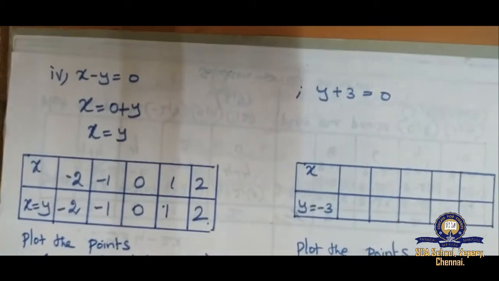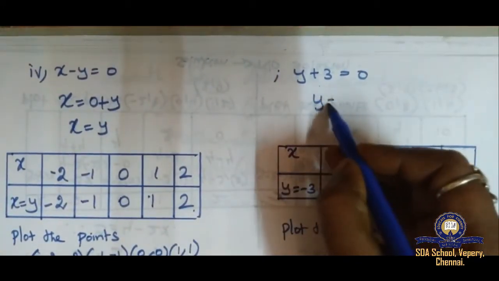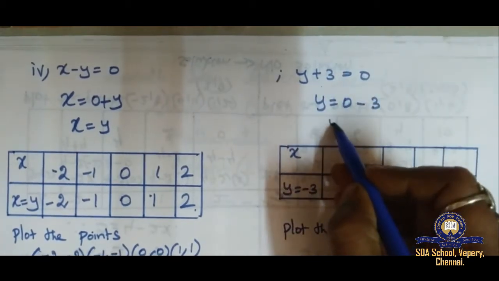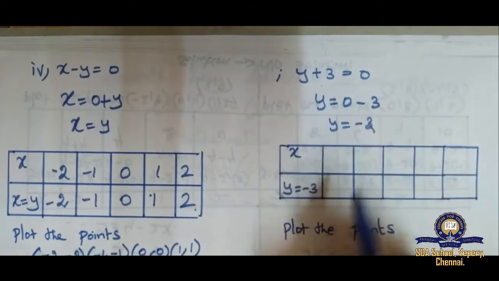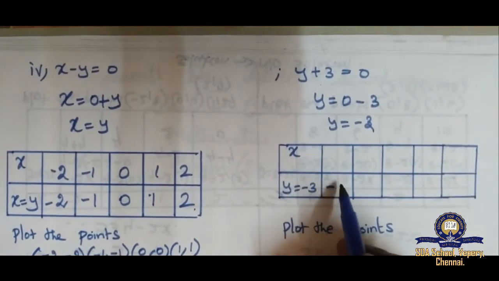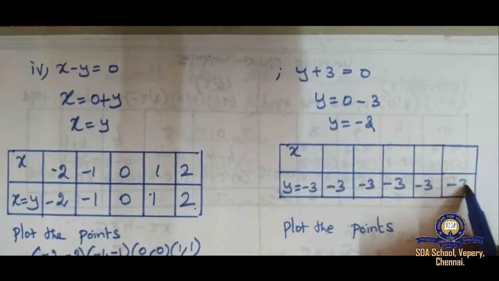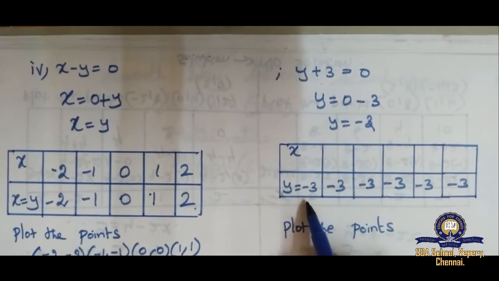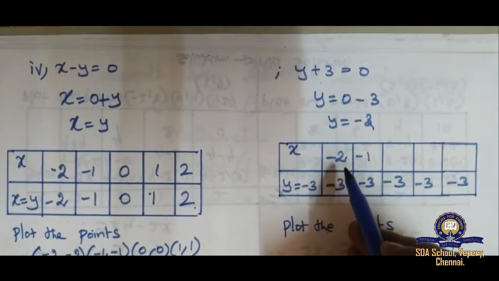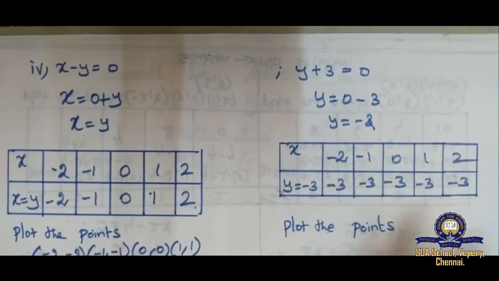Now we see the second equation, y plus 3 is equal to 0. That means y is equal to 0 minus 3, because it goes to the other side and becomes minus 3. Therefore y is equal to minus 3. So I have written it in the tabular column, y is equal to minus 3. Y should always be minus 3. Whatever x value can be anything, but y should be minus 3. So I usually take minus 2, minus 1, 0, 1 and 2. Same values I took.